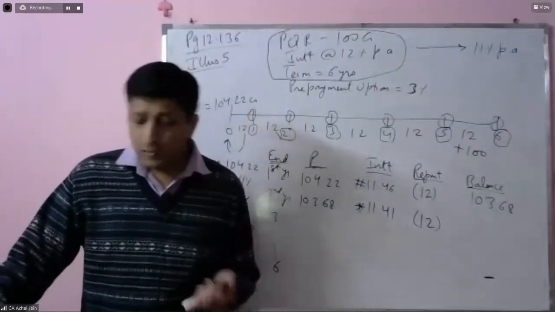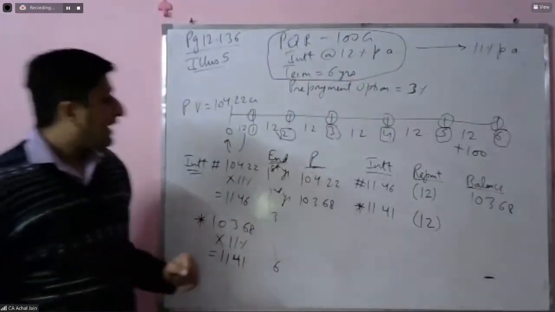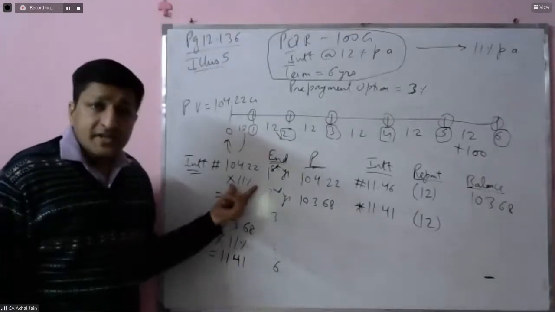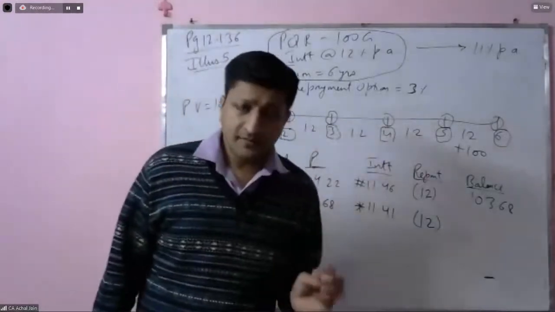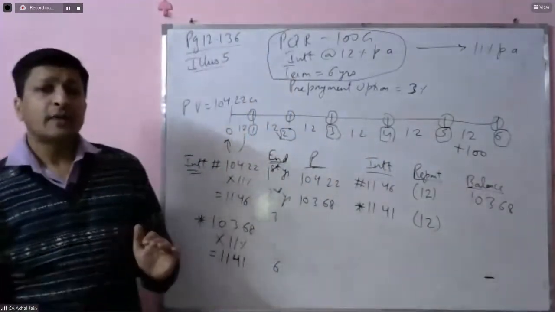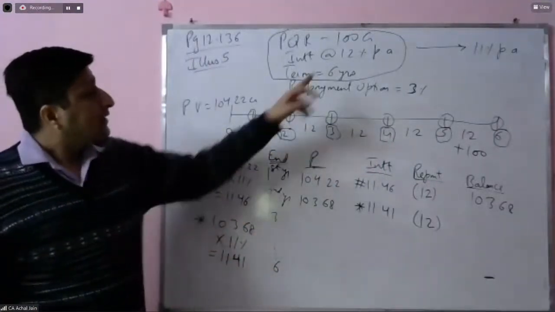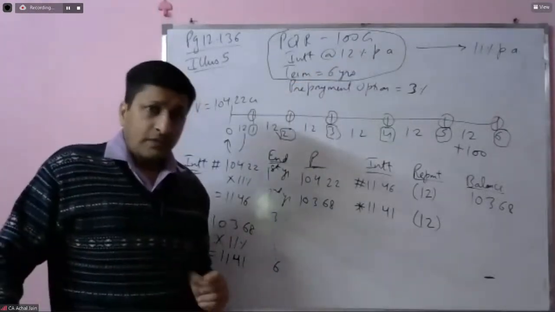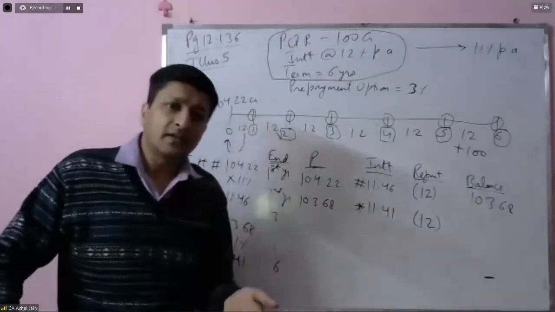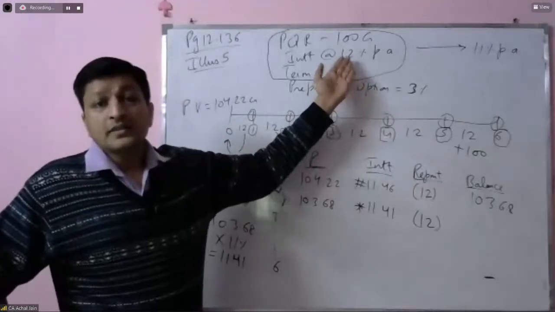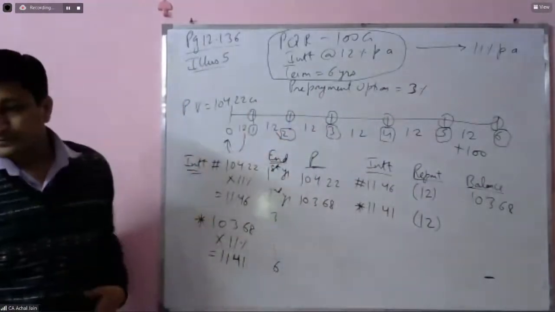And you may have a question in your mind: sir, the interest rate is 12%, then why are we considering the interest at 11%? I'm hoping that you remember the concept that this interest is the market rate. And it's not necessary that the market rate of interest has to be higher than what is in the contract. In this example, you can see it's lower than what is in the contract. And there are reasons for this.